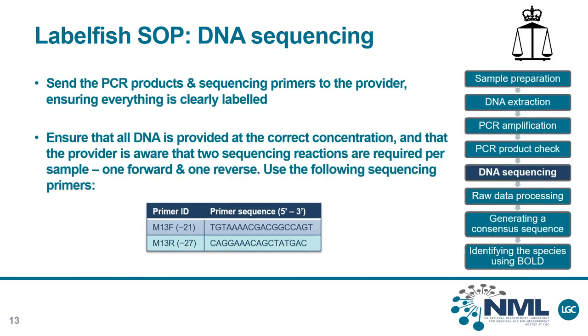The 2 sequencing primers required are specified in the Labelfish SOP. 2 sequencing reactions are required, 1 forward and 1 reverse. This should be made clear to the service provider. Before sending the PCR products, it is important to ensure that all DNA is provided at the specified concentration and amount, and everything is clearly labelled.